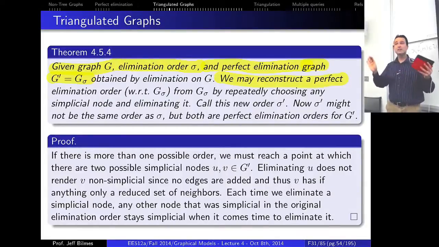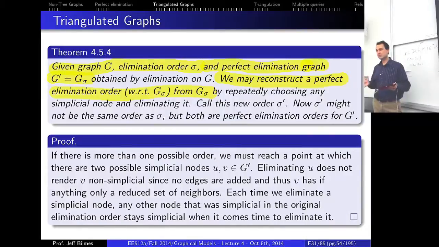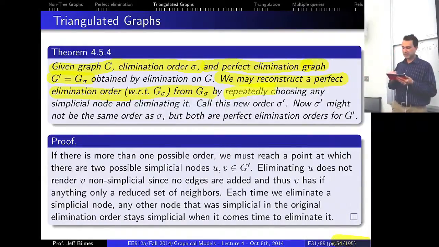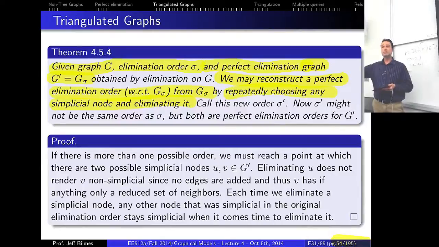Once we've got that reconstituted graph G prime, we can then reconstruct a perfect elimination order with respect to G sigma, or the reconstituted graph. And how do we do that reconstruction? By repeatedly choosing any simplicial node and then eliminating it. So we know once we've got the reconstituted graph that there's a perfect elimination order.